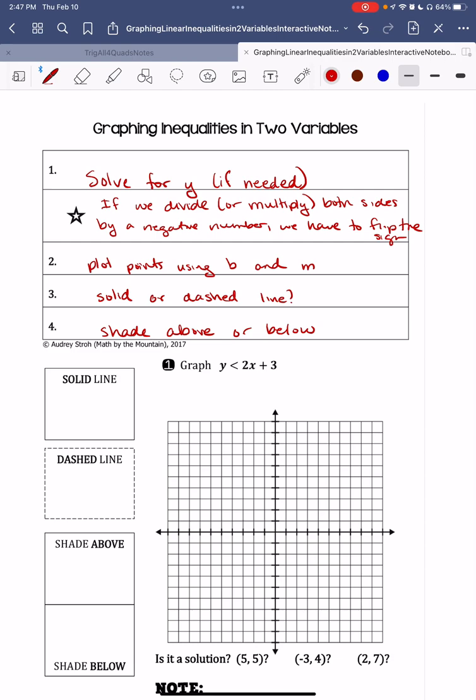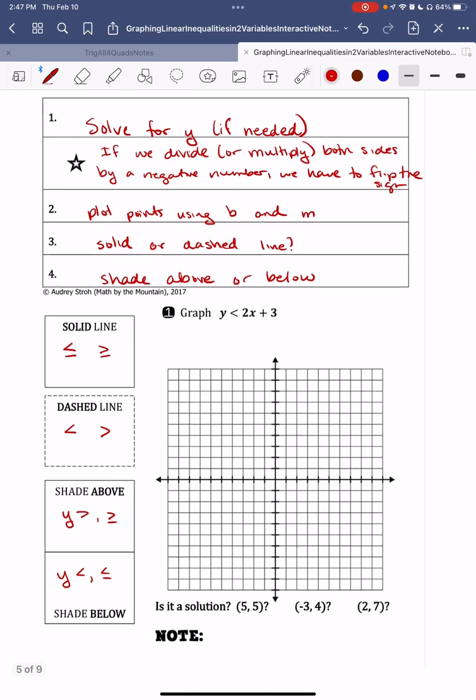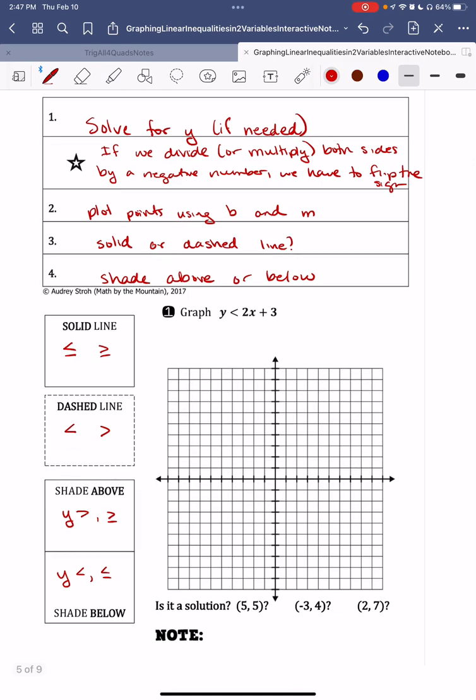So a couple quick pointers. If you're going to use a solid line, it's if you have either less than or equal to or greater than or equal to. You're going to use a dashed line if you have either less than or greater than. You're going to shade above if you have y is greater than or equal to, and you're going to shade below if y is less than or equal to. We will break all of that down as we go, but now you just kind of have the notes in one place. Okay, so first example.